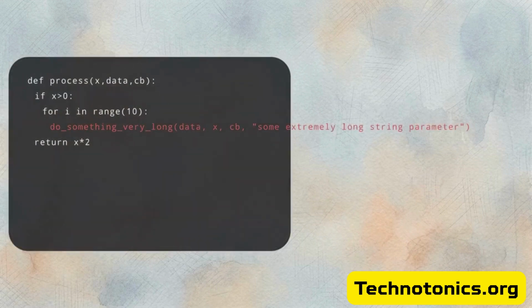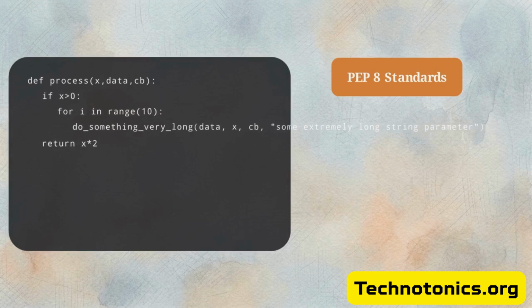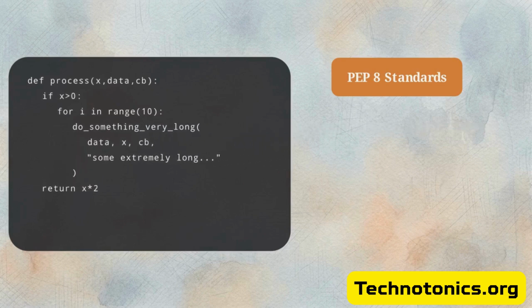This monolithic script on the left is technically functional, but its lack of organization makes it difficult for a team to read and impossible to scale. We begin the refactoring process by enforcing PEP 8 standards. Using 4-space indentation and 79-character line limits ensures that the code remains readable for every developer on the project.